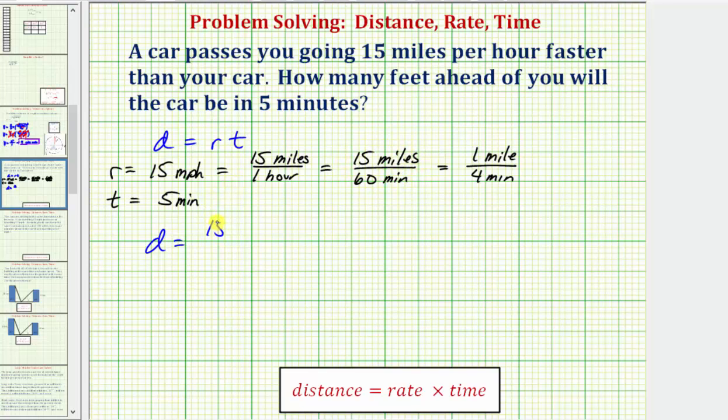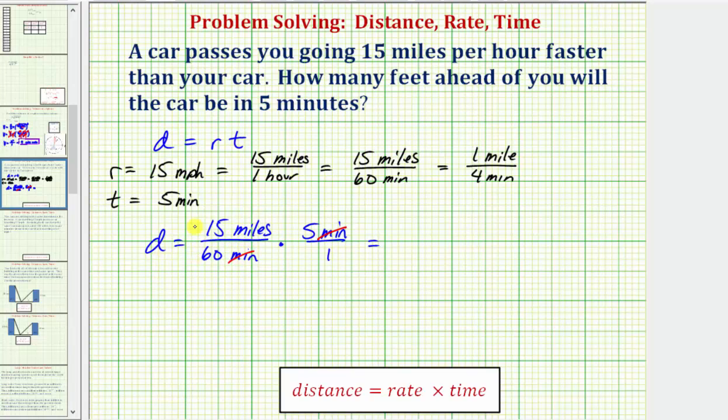We would have 15 miles per 60 minutes times the time, 5 minutes. Let's write 5 minutes as a fraction, which would be 5 minutes over 1. Notice how by leaving the units in, we can see that the units of minutes simplifies out, and this product will give us the distance in miles.